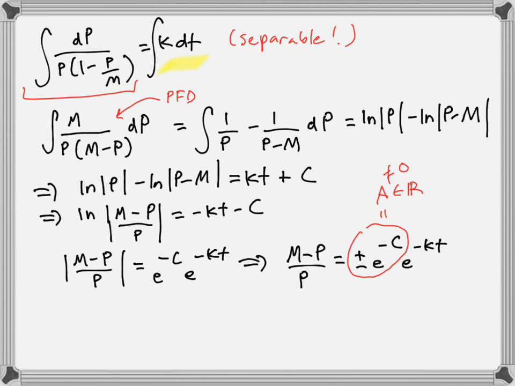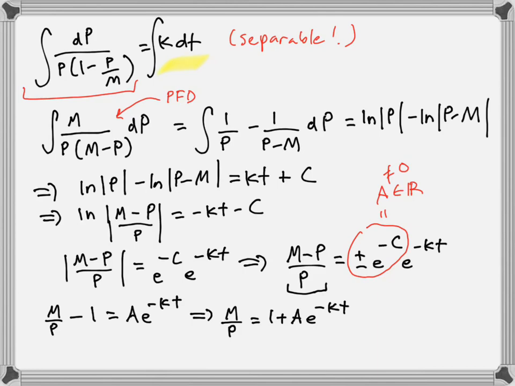What is this equal to now? Let's keep going. I'm going to take this fraction on the left and split this up. So we end up with M over P minus P over P, which is 1, is equal to A e to the negative kt. Okay, so this is what we get. And then from here, where do we go? I'm going to move the 1 to the other side. So this gives me M over P is equal to 1 plus A e to the negative kt.